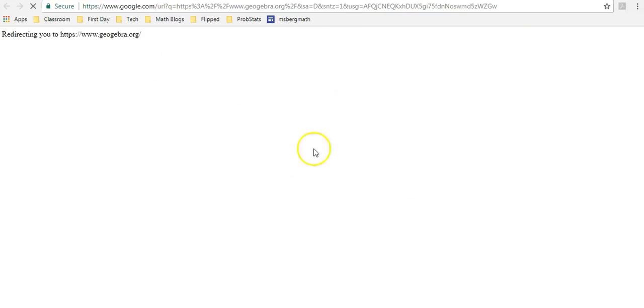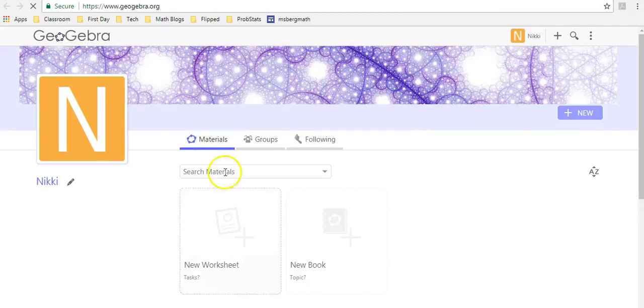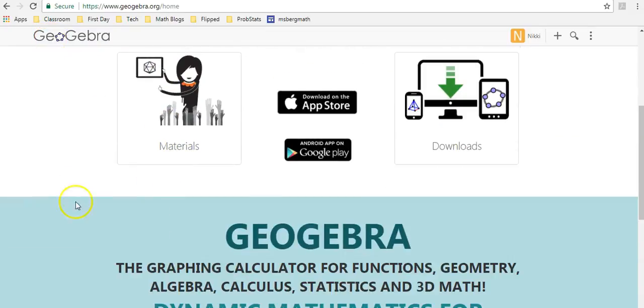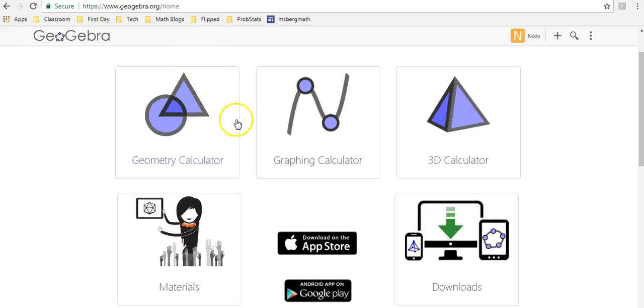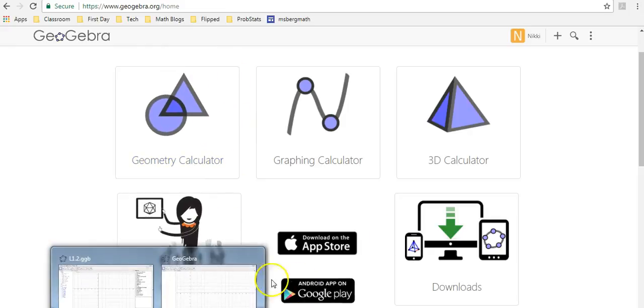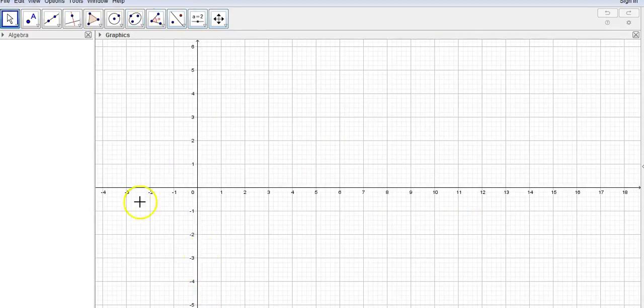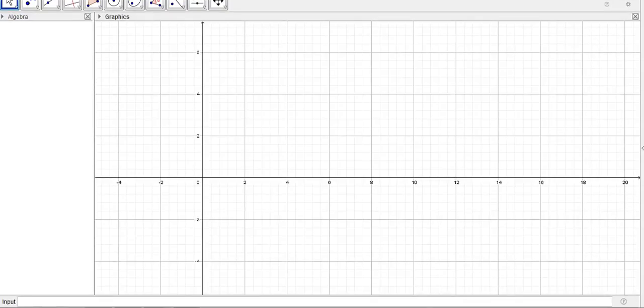When you open it up, it takes you to a screen something like this, and then there should be a download for Windows somewhere on your screen. It just takes a few minutes, and then it'll be on your desktop after that. When you open it up, it should look something like this. Our input bar is down here on the bottom, and that's where you type your points into.